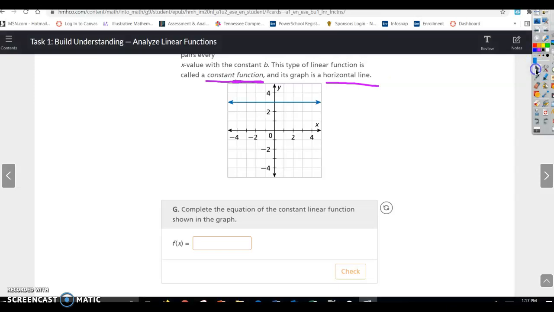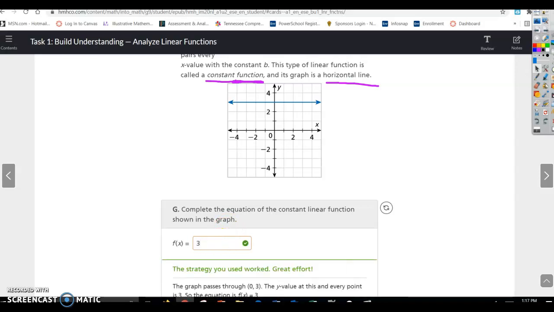Okay? All right, so complete the equation of the constant linear function shown in the graph. So if we look at the graph, we go from 0, 1, 2, 3. This is 3 all the way across here. There's no slope, so it's just f of x equals 3.